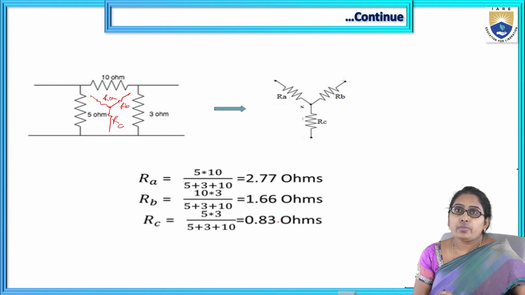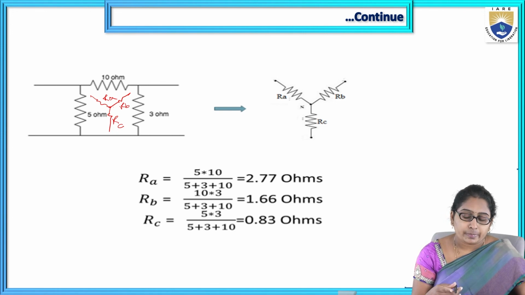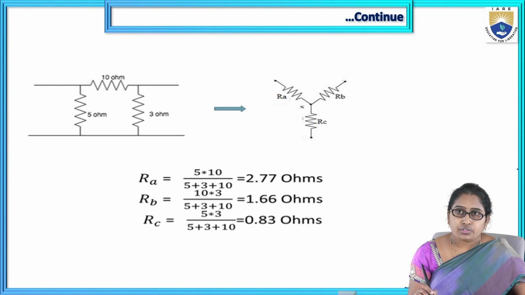So that is how, where a delta network is given, its equivalent star network elements are calculated. That's all for this class.